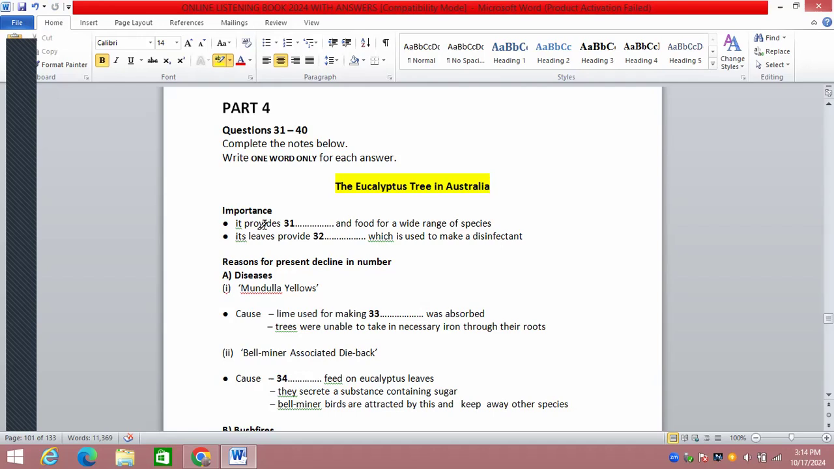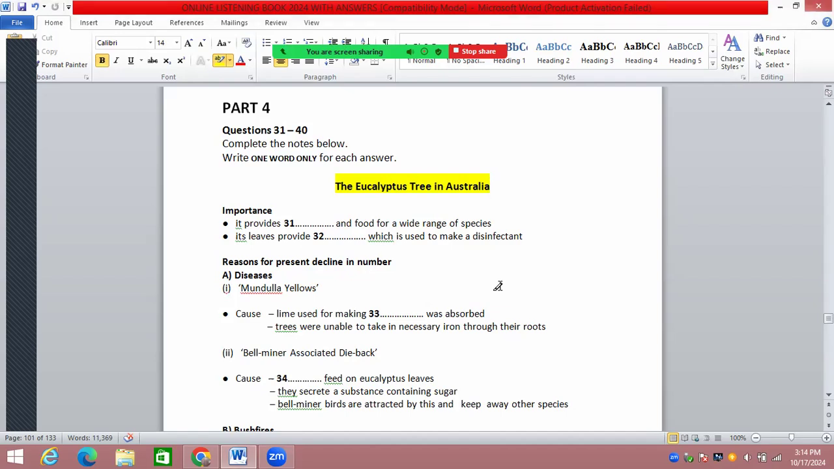By 2000, huge numbers of eucalyptus were dying along Australia's east coast of a disease known as bell miner-associated dieback. The bell miner is a bird, and the disease seems to be common where there are high populations of bell miners. Again, it's the leaves of the trees that are affected. What happens is that insects settle on the leaves and eat their way round them, destroying them as they go, and at the same time, they secrete a solution which has sugar in it.